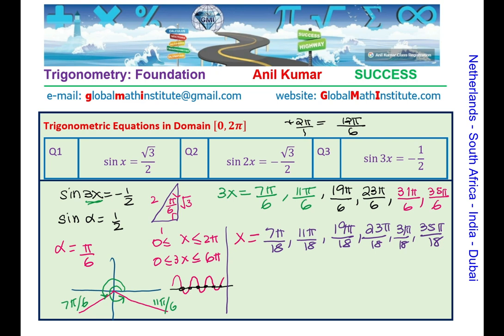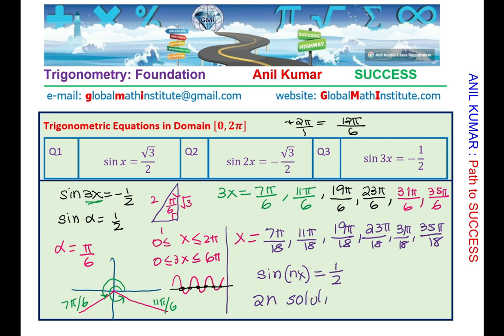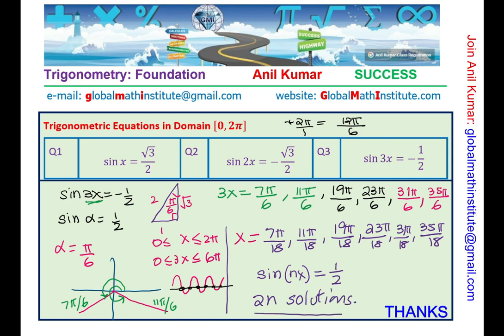So I hope you have finally understood how we work with this. In general, if we have sine nx equals some constant, let's say half, in that case how many solutions do we have? We have 2n solutions. Make sense? We have 2n solutions, and that is the process of finding these solutions.